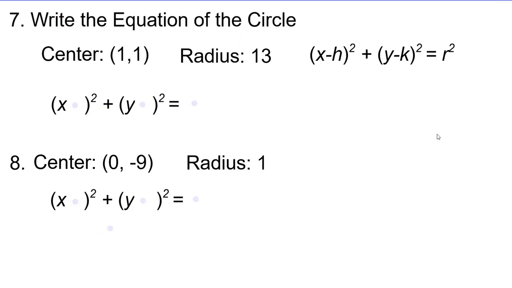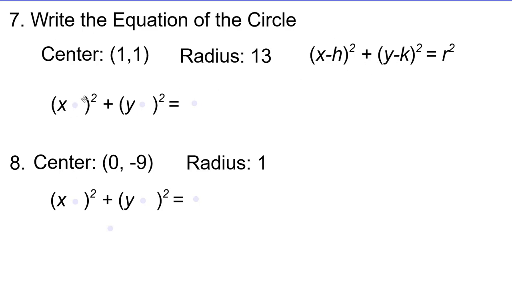All right, let's look at number 7 and number 8. On this one, we want to write the equation of the circle. So we're working backwards. I give you the center and the radius, and I want you to write the equation of the circle. So plug in the value for the center, the h and the k, and plug in the value for the radius and square it, for what this part of the equation is equal to, right?